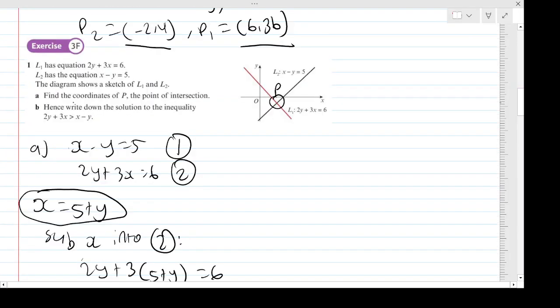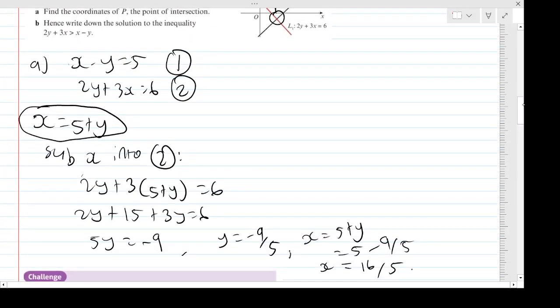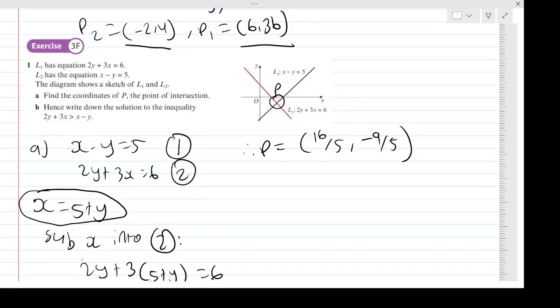But then it said to find a coordinate. So remember, we need to give it as a coordinate, not just in this form here. Therefore, the coordinates of P, the coordinate is going to be (x, y), that's (16/5, -9/5). Okay, and that is our answer. The point of intersection is this coordinate there. Okay, cool. There we are. So that's part A.